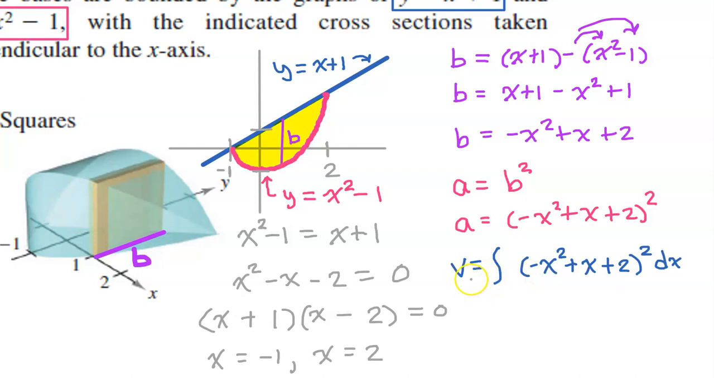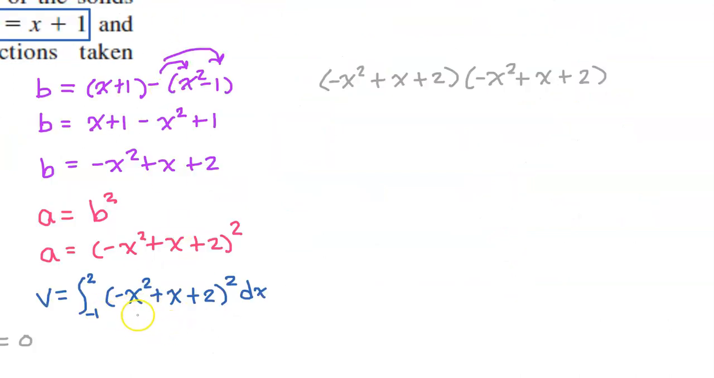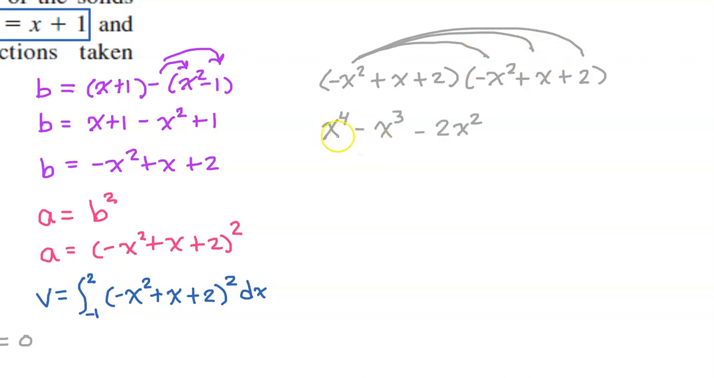Step 3 is to calculate the volume of the loaf by integrating the area. Essentially, we are adding up all of the slices between -1 and 2. So we will integrate from -1 to 2. In order to integrate this trinomial squared, we need to expand this expression. So a trinomial squared is just a trinomial times a trinomial. So I am going to do the distributive property 3 times. First, I am going to distribute negative x squared across the other trinomial. So that gives me this.